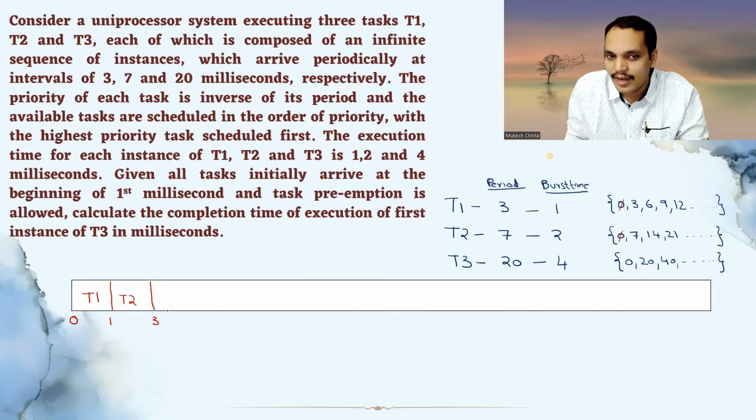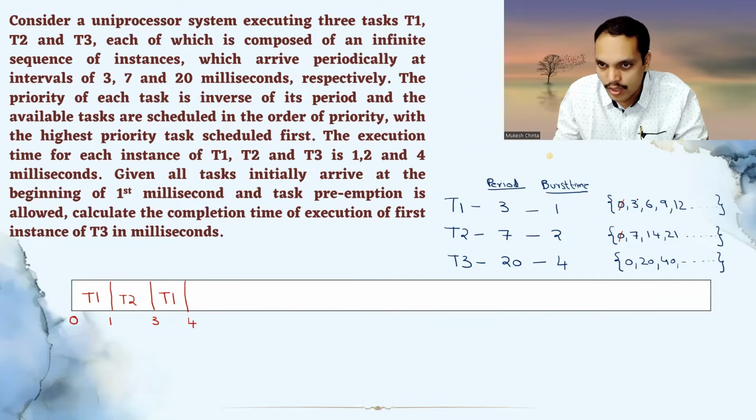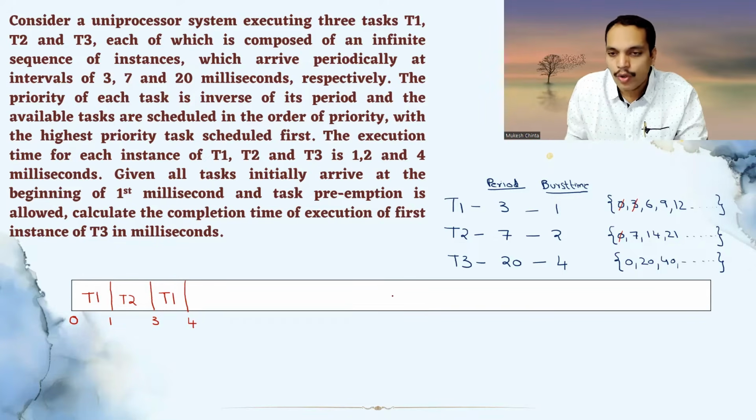You have to understand that at 3, T1 already entered into the queue, because it is the second instance of T1. Because T1 is high priority, I have to assign the CPU to T1. So next, I repeat the sequence with T1. T1's burst time is 1, so it gets completed at 4. At 4, now you have to scan the queue. There are no more tasks waiting other than T3, so now you assign the CPU to T3.